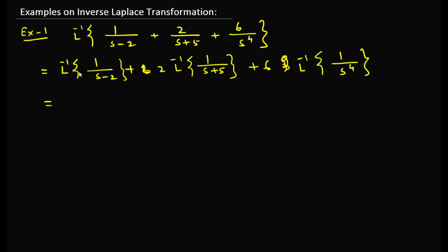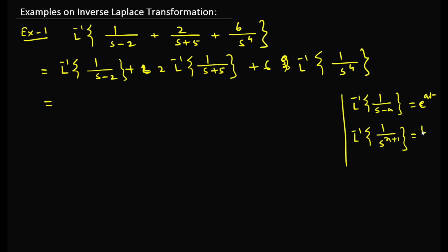Now think which property we are going to use here. There is one property like the inverse Laplace transformation of 1 by s minus a. I think you remember now, how much is it? e to the power at. And then the next property is 1 by s to the power n plus 1. This is how much? t to the power n by n factorial. So these two properties we are going to use here. This is very simple.